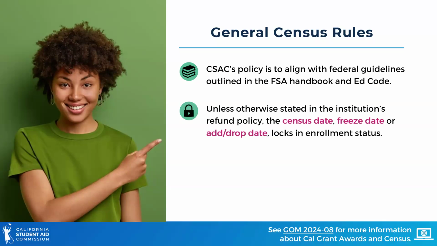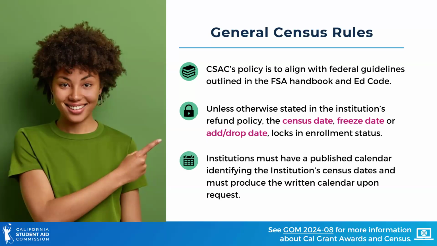Unless it's otherwise stated in your own institution's refund policy, the census date is also known as the freeze date or maybe the add/drop date. This is the date where the student's Cal Grant enrollment status is locked. So whatever enrollment status they were in on that census date, that is what they were eligible for in Cal Grant funds.